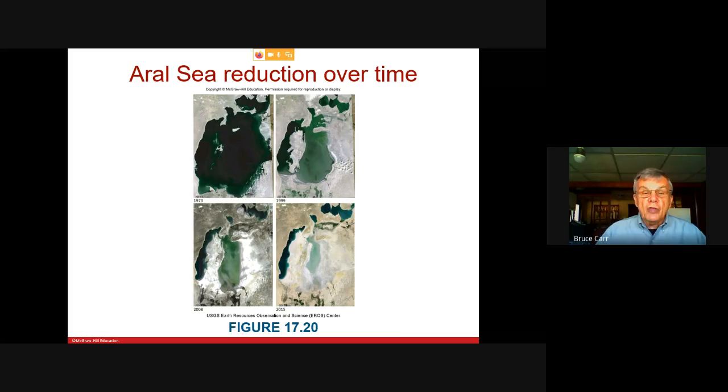So here is the proof in the pudding. Aral Sea, upper left, 1973, upper right, 1999, lower left 2008 and lower right 2015. The comparative photos show that that western edge on the left is the deep portion of the lake, and all that's left in 2015 of the larger body of water is a very, very shallow remnant of its former depth.